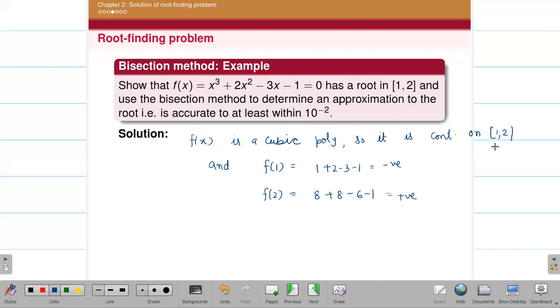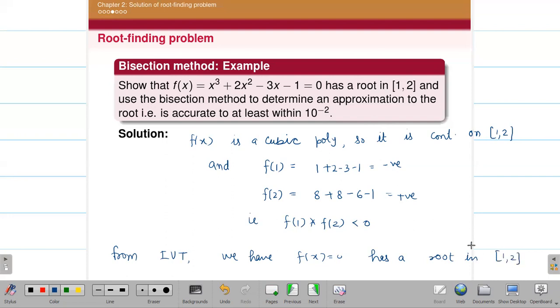So this is a continuous function on this interval, and you are getting opposite signs at the endpoints of this interval. So you can say f of 1 times f of 2 is less than 0. So from IVT you can say f of x is equal to 0 has a root in [1, 2]. So this we have shown.